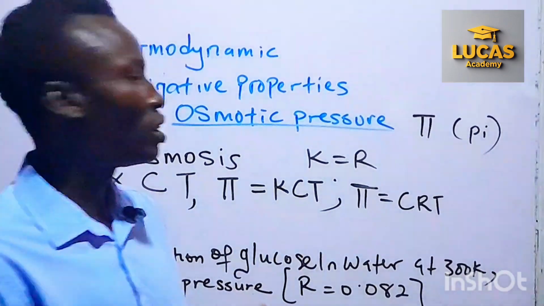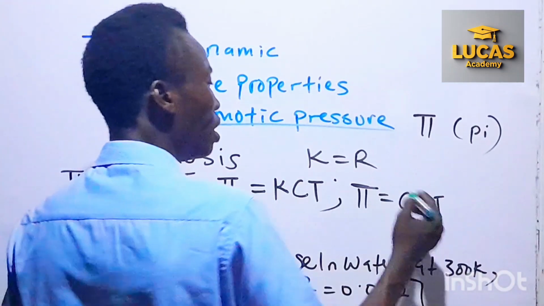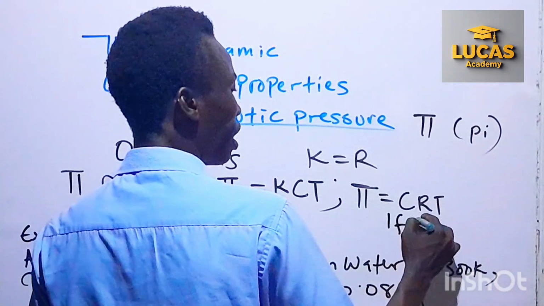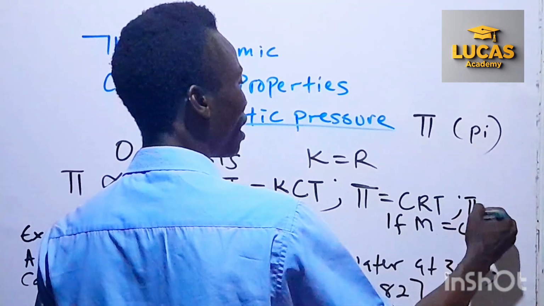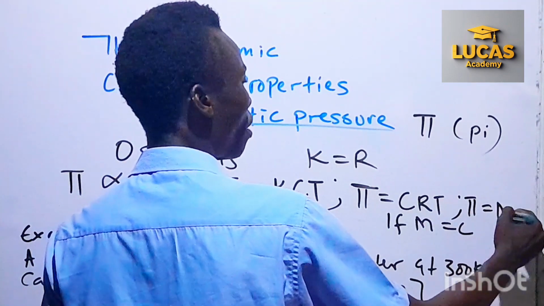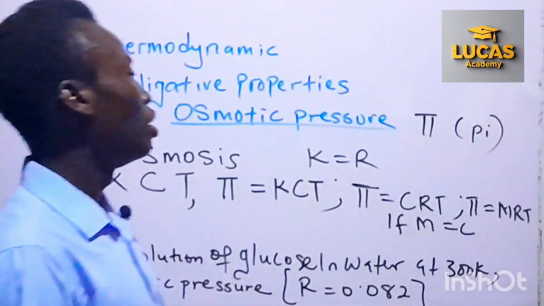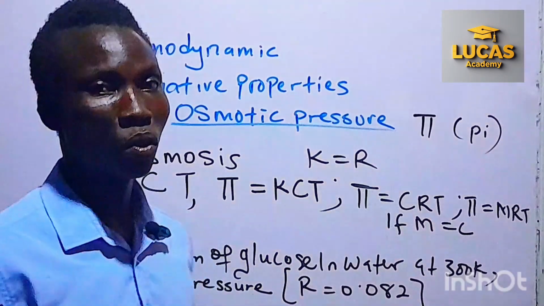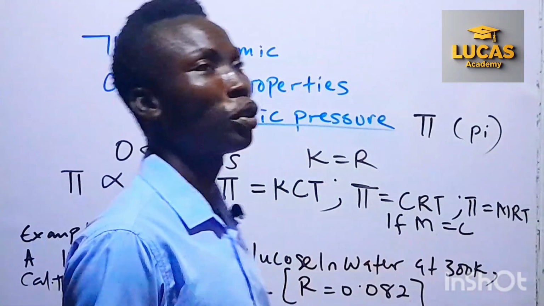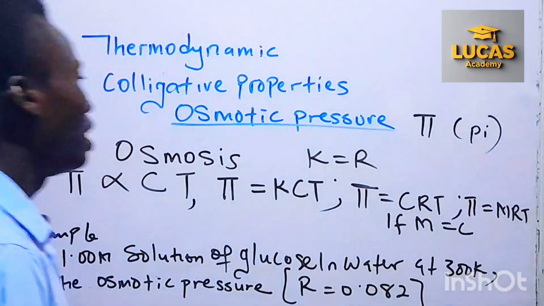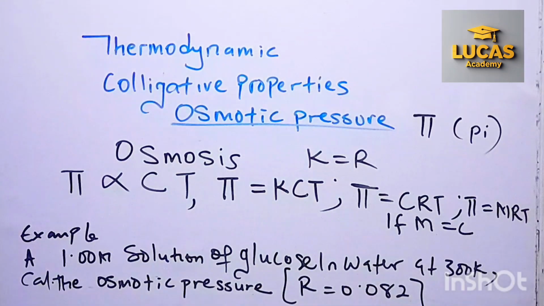Now, if you check some materials, the concentration here can be written in the form of M. So, if M equals C, then we can rewrite this as pi equals MRT. As simple as that. The C or the M represents the concentration in mole per dm cube, while the T represents the absolute temperature. Okay. Now, from what we have here, you are given a particular problem to solve.